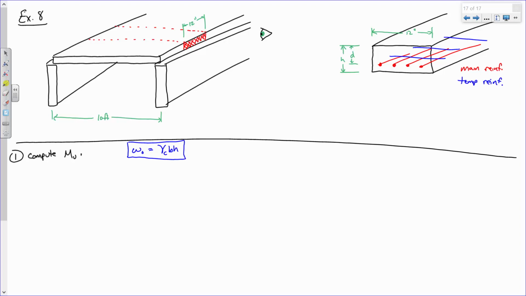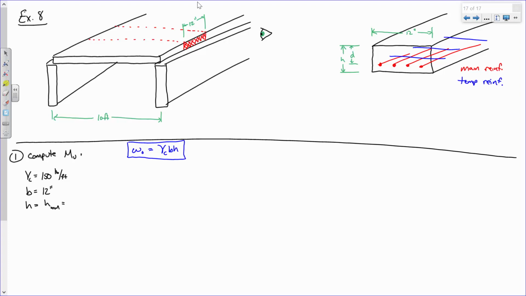Okay? So what do we know about this material? It's normal weight concrete. So what's our gamma for normal weight concrete? 150. 150, yeah. 150 what? Pounds per cubic foot. Do we know B? It's 12 inches. We're assuming a 12-inch strip. But we don't know H yet, okay? But remember, we're just going to use the minimum ACI height, because it's a slab and we want it to be as thin as possible. We're going to use H min.